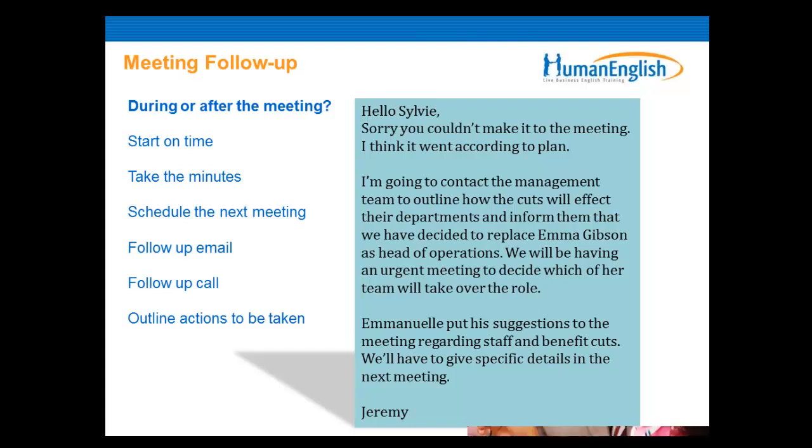So as you can see, this is a follow-up email. What does follow-up email mean? It means an email discussing what was decided in the last meeting, so in this case, replacing Emma, and it also talks about what is going to be discussed in the next meeting. Okay, so it really has two functions.